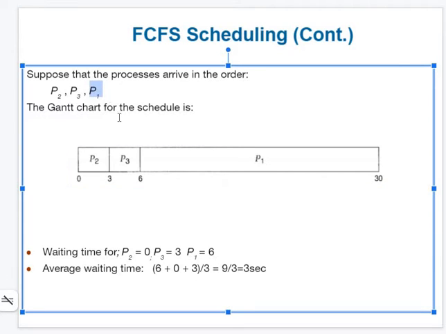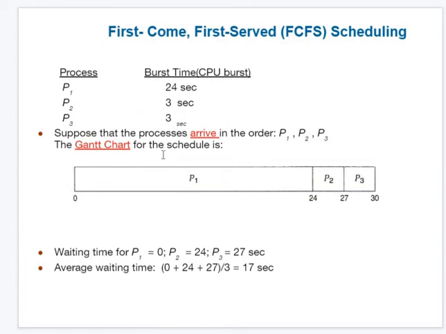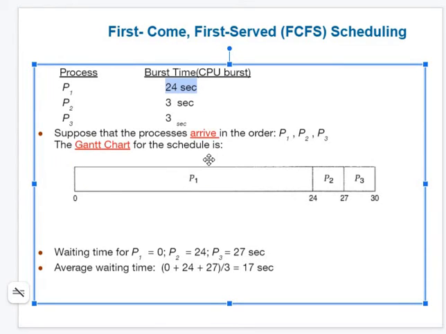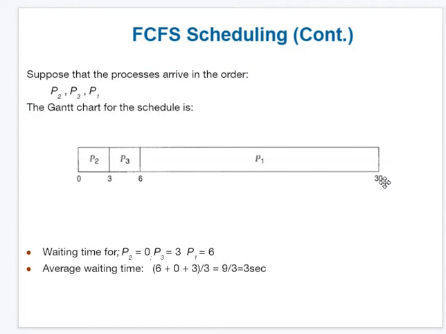The last process is P1, started at 6, ending somewhere. To measure it, it is 6 plus its burst time, so hence it will end there. For any process in a Gantt chart, whatever is to the left of the process is its waiting time. So for P2, 0 is the waiting time. For P3, 3 is the waiting time. For P1, 6 is the waiting time. Hence 0 plus 6 plus 3, all divided by 3. That gives 9 divided by 3, which is equal to 3.